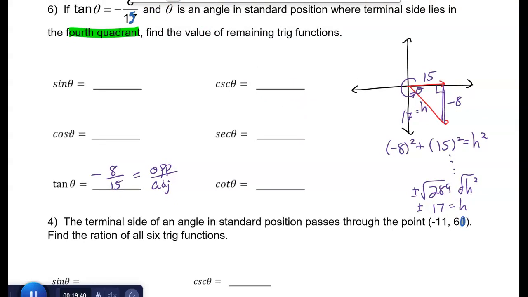All right. So, with that, friends, what's the sine of that angle?